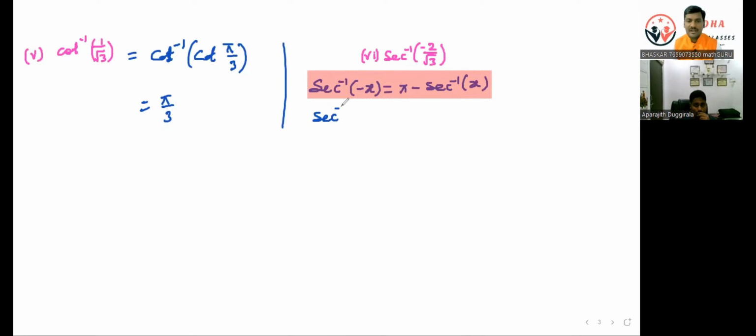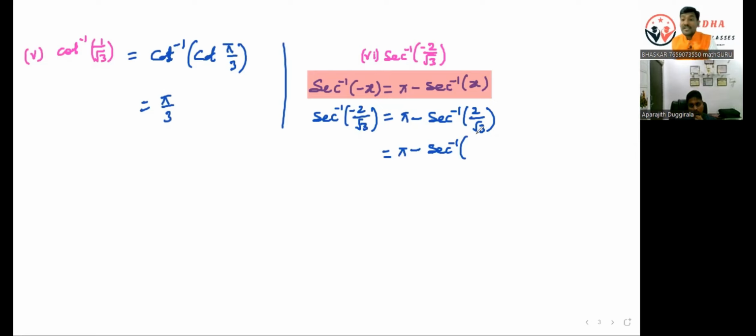Secant inverse of minus 2 by root 3 is equal to pi minus secant inverse of x here. What is the x value? 2 by root 3 is the x value. So that means pi minus secant inverse of 2 by root 3.